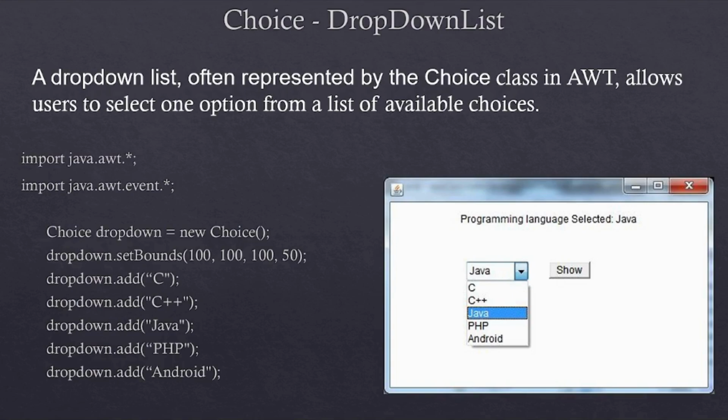So the next component we are looking at is a choice, also called a drop down list. So this is often represented by the choice class in AWT. It allows users to select one option from a list of available choices. So what that means is you will have a huge list of choices and the user can pick any one of these choices. So from the example, we can see that multiple languages are given here like C, C++, Java, etc. And a user can select any one of these languages from the list.